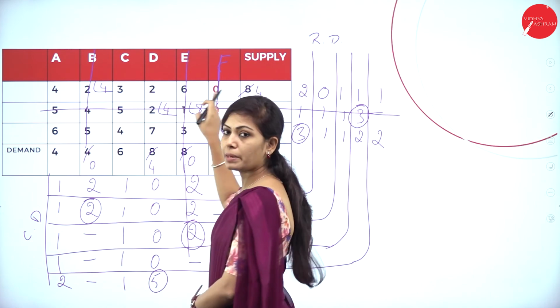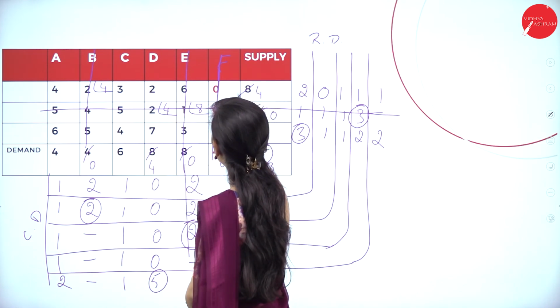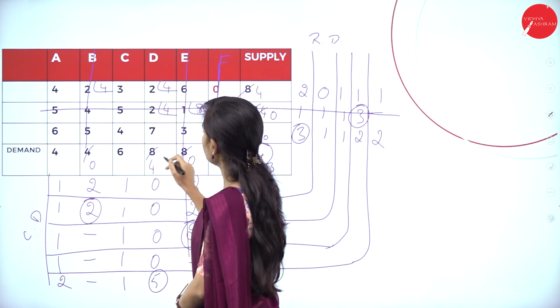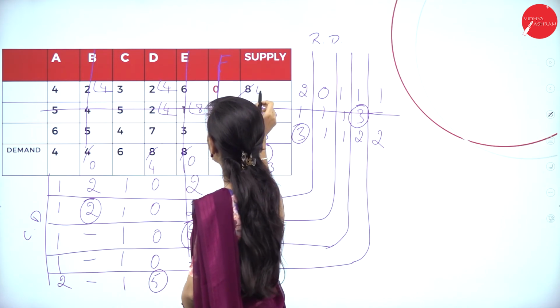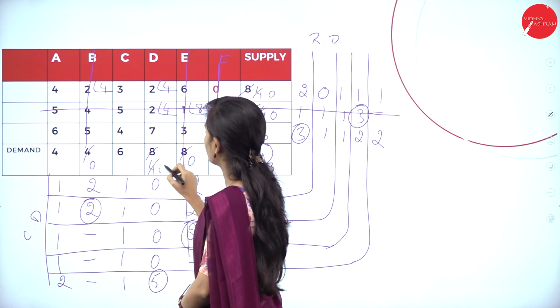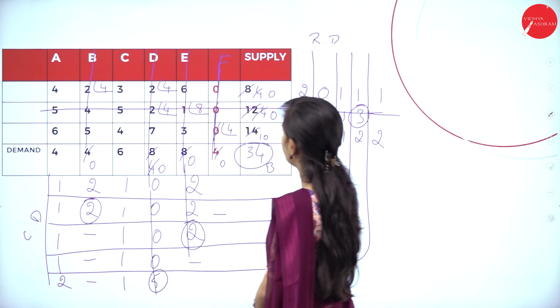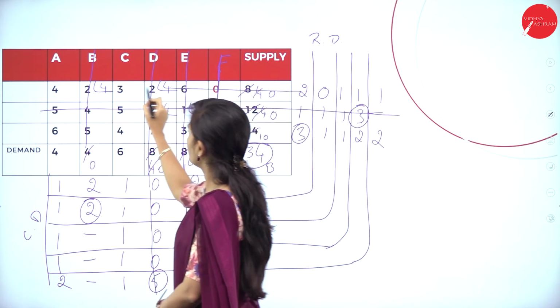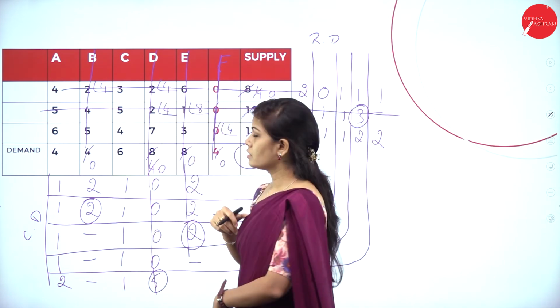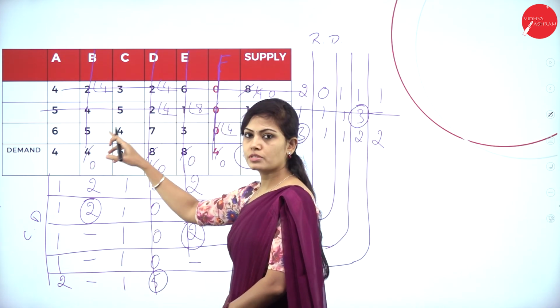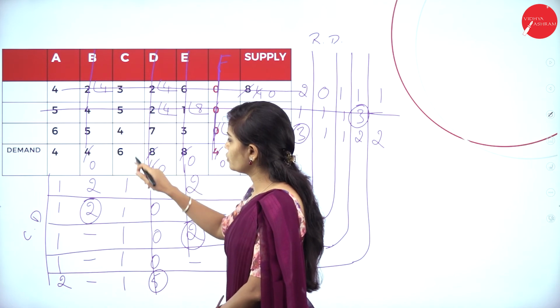You just take the supply value and demand value. Both the values are same. I will allocate 4 rupees to this cell. It will become 0. You can cancel this entire column and entire row also. So, finally, we have 2 more values, 6 and 4. The least value is 4.